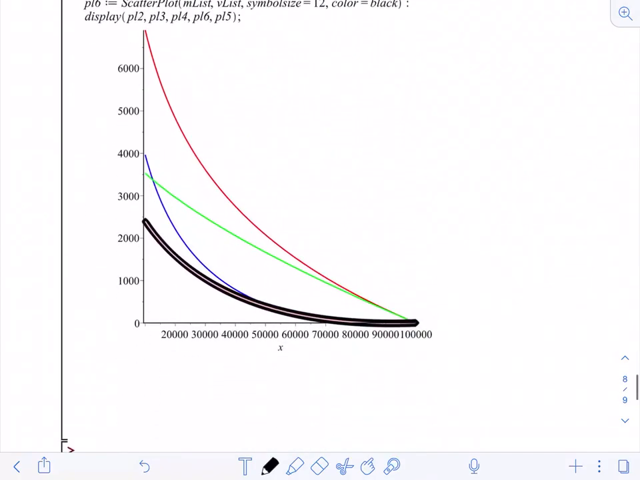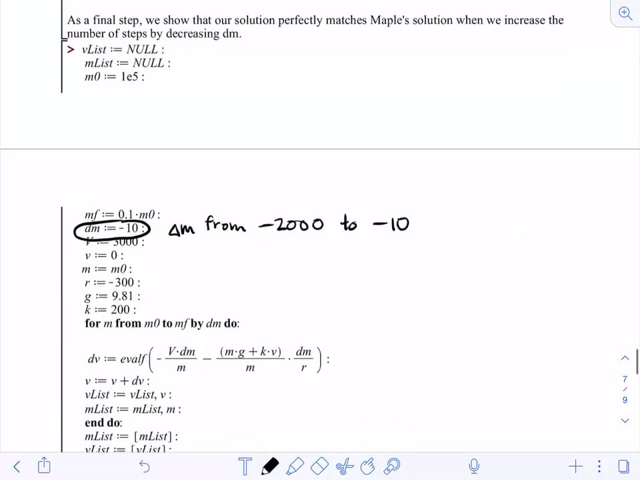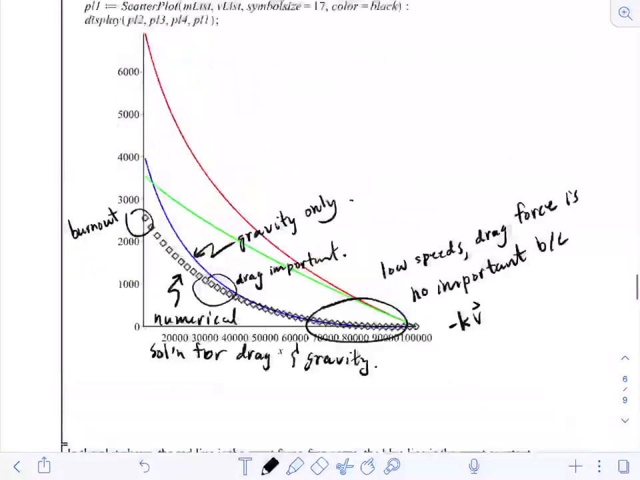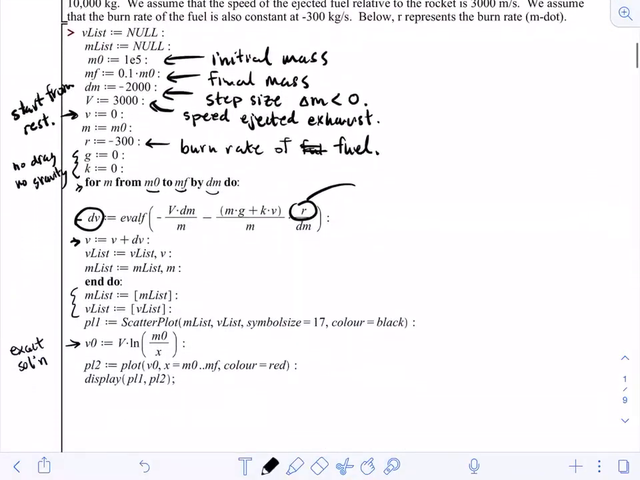And if we make our step size really, really small, then our numerical solution exactly matches Maple's numerical solution of the differential equation. And so that's what I meant by we could make our solution arbitrarily close to Maple's, or arbitrarily close to what the exact solution must look like. Okay, so that's good.